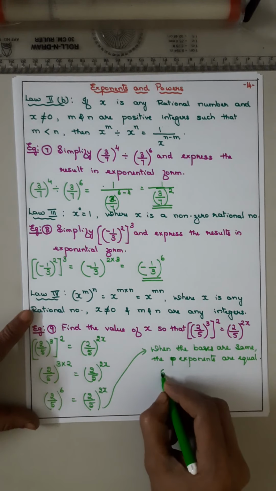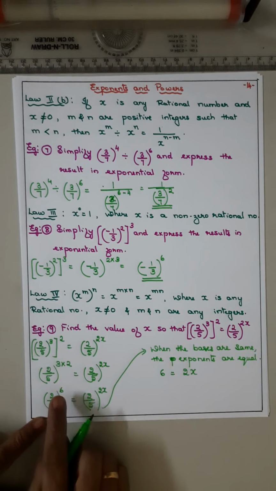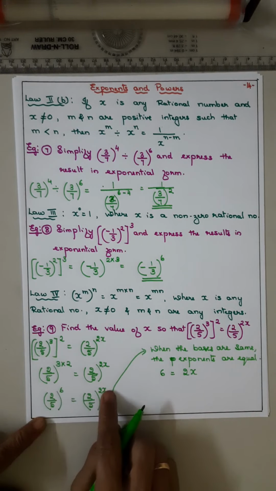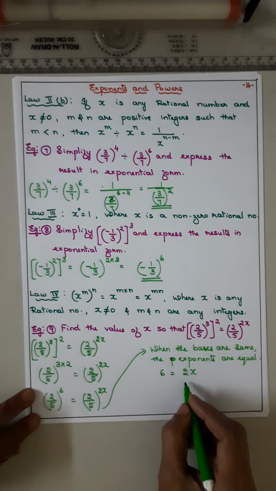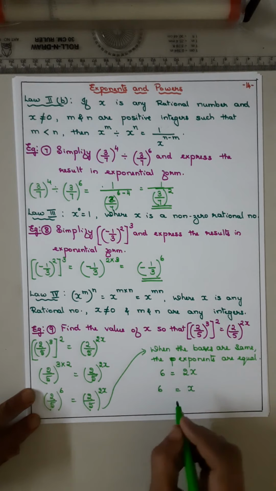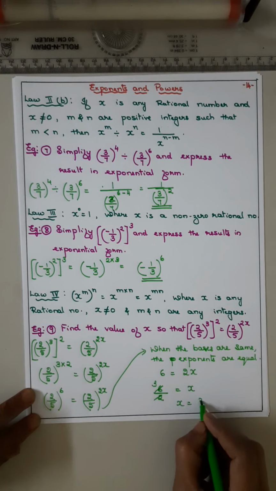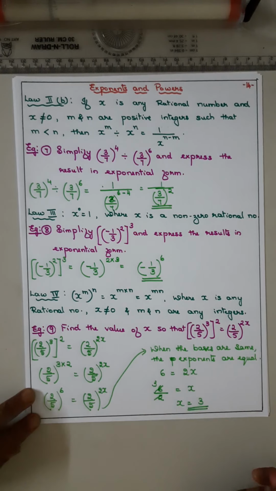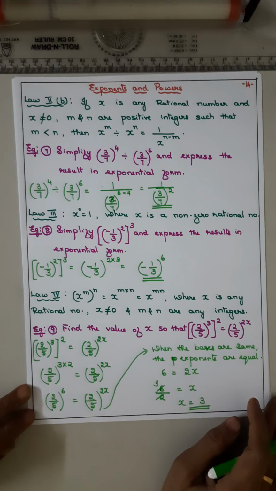That is 6 is equal to 2x. On the left hand side, what is the power? 6. On the right hand side, the power is 2x. So they are equal. Now keep x here. 6, this 2 comes to this side, so divide. So 2 1s are 2, 2 3s are 6. So what is the value of x? It is 3. Understood?